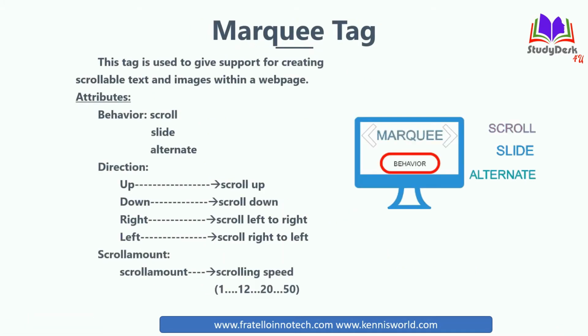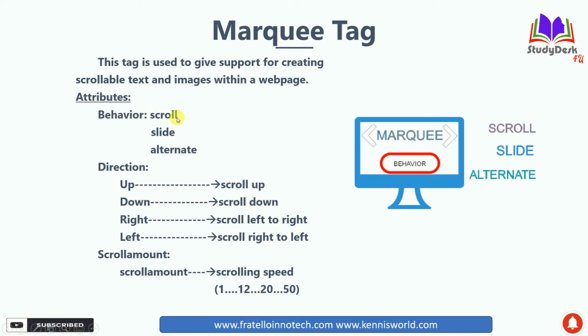And the next one is the marquee tag. This marquee tag is used to give support for creating scrollable text and images within a web page. And this marquee tag has some attributes. In these attributes, the first one is behavior. This attribute specifies how the marquee text should move, and this attribute has three values: scroll, slide, and alternate.